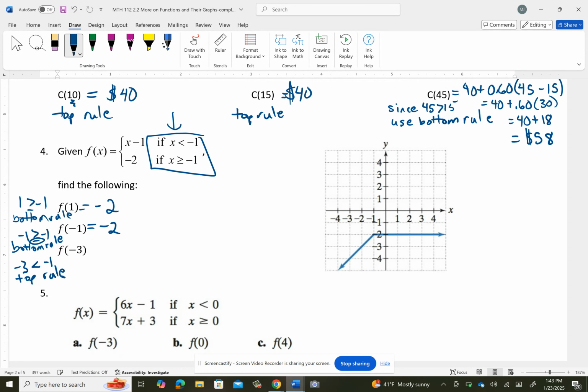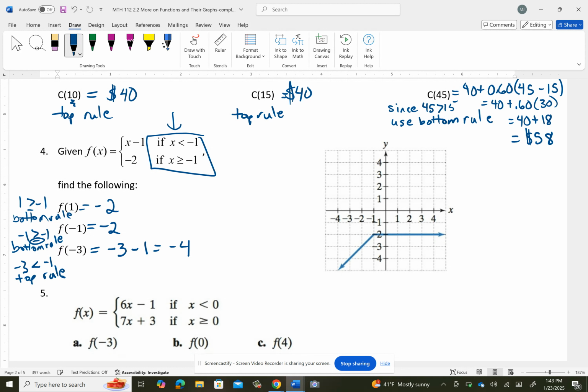For f of negative 3, negative 3 was less than negative 1. I had to use the top rule, and that one does have a variable in there. So the negative 3 goes where the x is, and I work it out, and I get just negative 4.